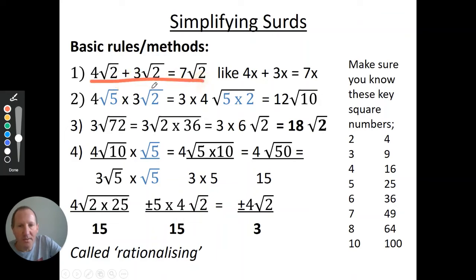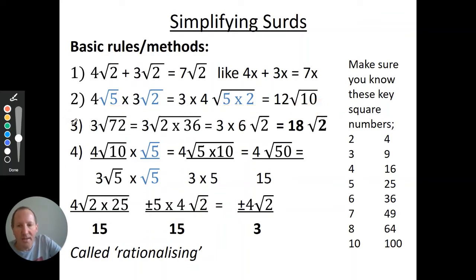Number 1, done. So number 2, this time we've got a multiplication sign. And this time I have got different numbers in here. But if there's a multiplication sign, I can combine them. A bit like 4x times 3y, I can write that as 12xy. Well, here, 4 times 3 gives me 12. And inside the square root, I can put those numbers together. So inside the square root, I can have 5 and 2. 5 times 2 gives me root 10.